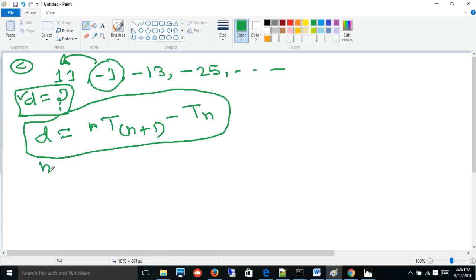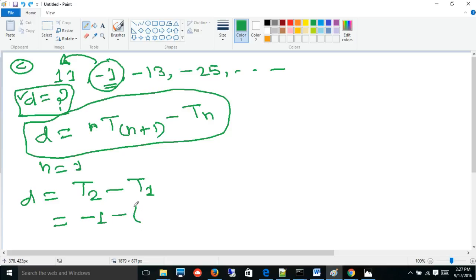Now we will put the value of n as 1. So what will you get? You will get D equal to T2 minus T1. Okay. So what is the value of T2 here? The value of T2 means term number 2. So this is term number 2 and this is term number 1. So we will get the value like minus 1 minus 11.